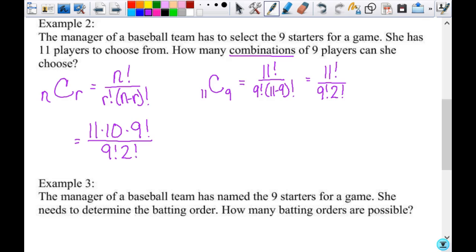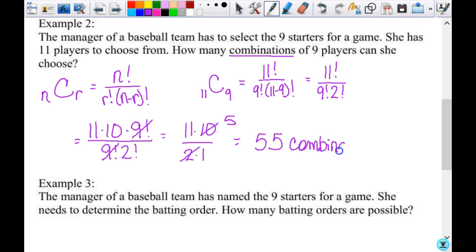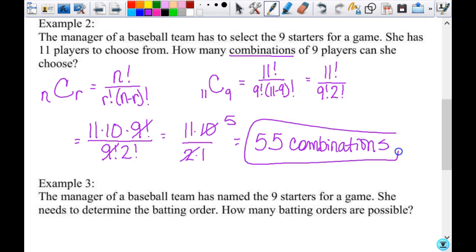Then what happens? The 9 factorials cancel out. So this gives me 11 times 10 divided by 2 times 1. So the 2 can reduce with the 10. My answer is 55 combinations. Everybody good so far? Any questions?